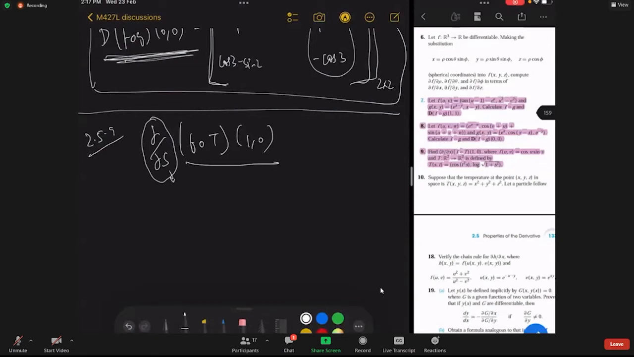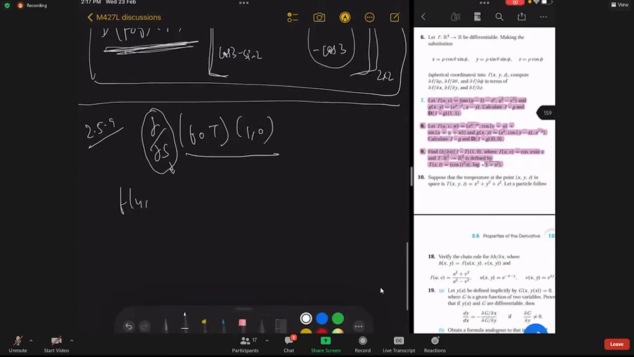So let's write down what we have. We have f of (u, v) as cos u, sin v, and then I have t of (s, t) as cos of t squared s, comma log root of 1 plus s squared.